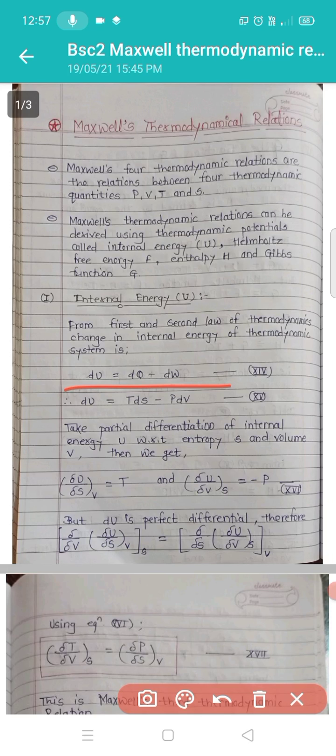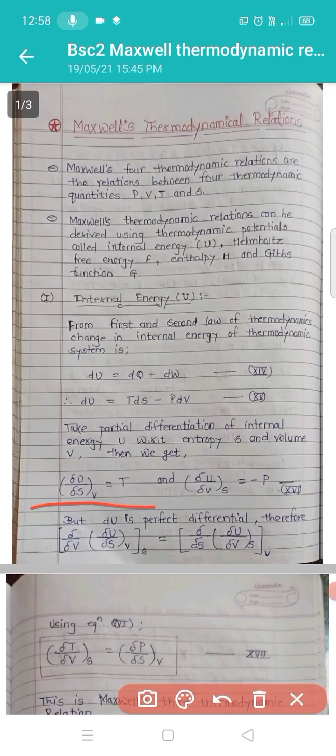Then we have the values of dQ and dW. dU is equal to T dS minus P dV. Now take the partial differentiation of internal energy with respect to the entropy S and volume V. We get (∂U/∂S) at V is equal to T and (∂U/∂V) at S is equal to minus P. Okay, these are most important. Then dU is the perfect differential.